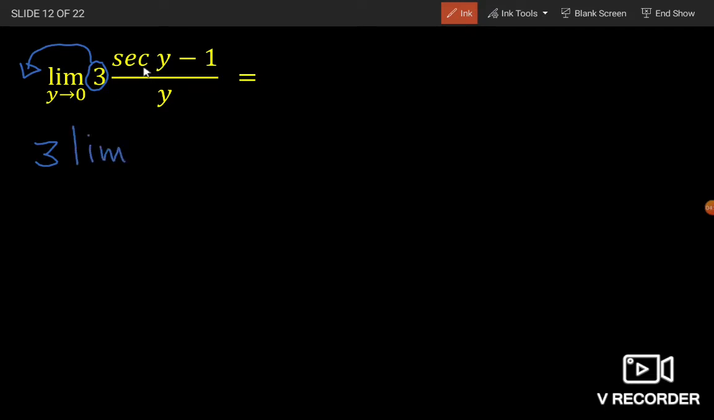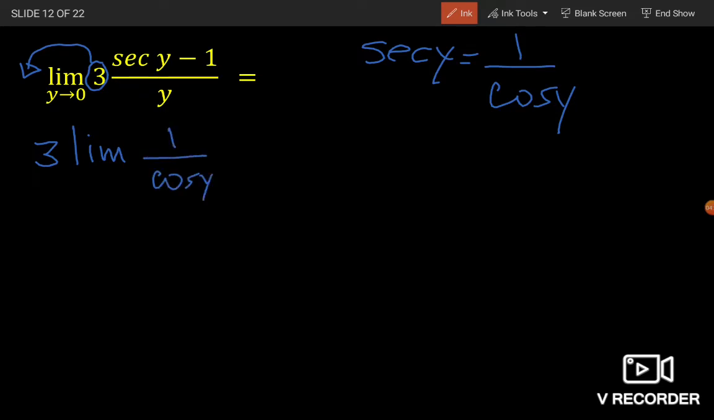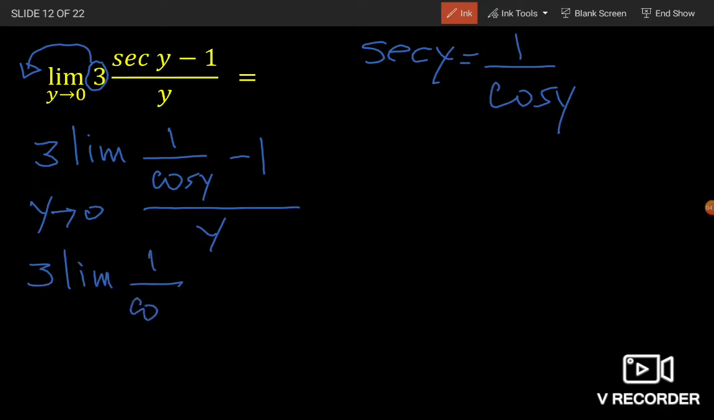3 times the limit, okay? And secant of y, if you recall from our basic trigonometry, is actually equal to 1 over cosine of y. So secant of y minus 1 all over y becomes 1 over cosine of y minus 1, all over y as y approaches 0. Now, let me rewrite it again. 3 times the limit of 1 over cosine of y minus 1 over y as y approaches 0.